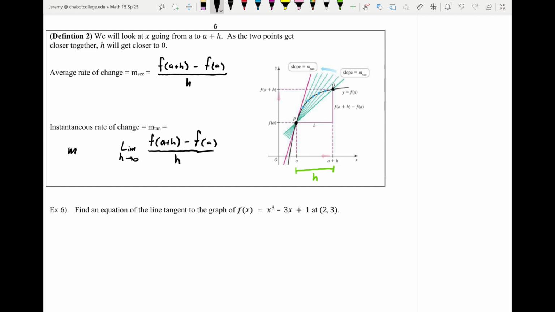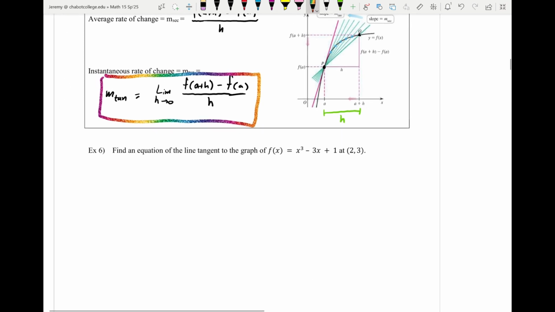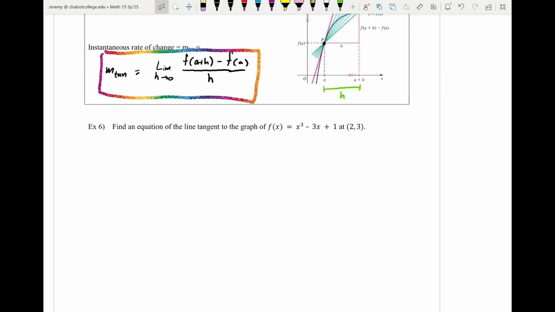Okay, so this is another formula for the slope of the tangent line, and one that's going to be more useful in many cases. Or more common, I should say. So for example 6, pretty much the same type of question as example 5.